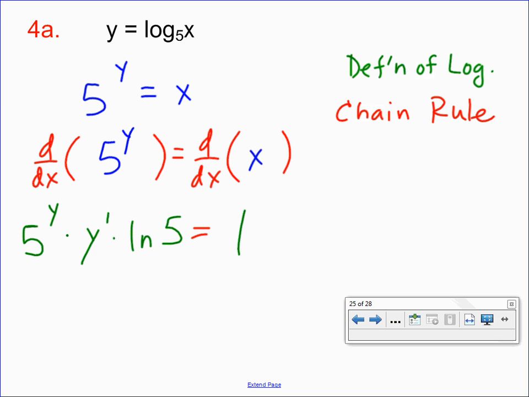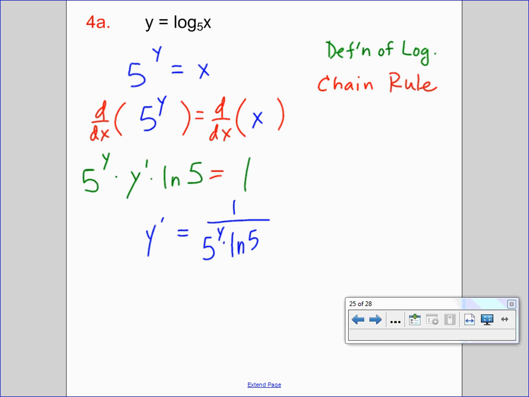Now, what did we want to find? We wanted to find y prime, the derivative of that expression. So what does y prime equal? Let's go ahead and solve for y prime by dividing over the 5 to the y and the ln 5. So y prime is given by 1 over 5 to the y times ln 5. And we're almost there. But what is 5 to the y equal? x. And so my final answer, dy/dx, or y prime, is equal to 1 over x ln 5. Woo!